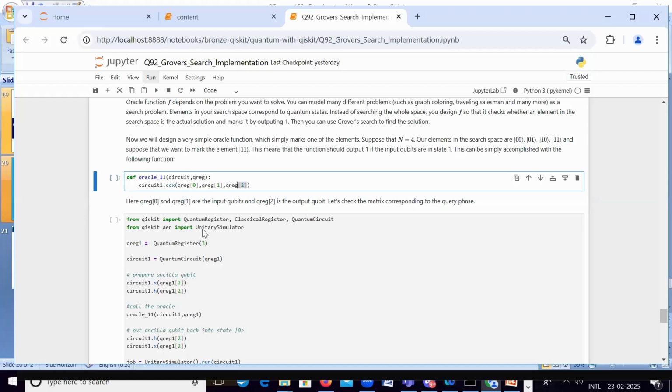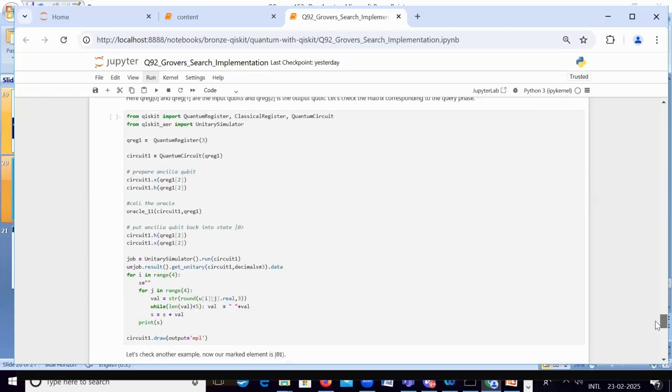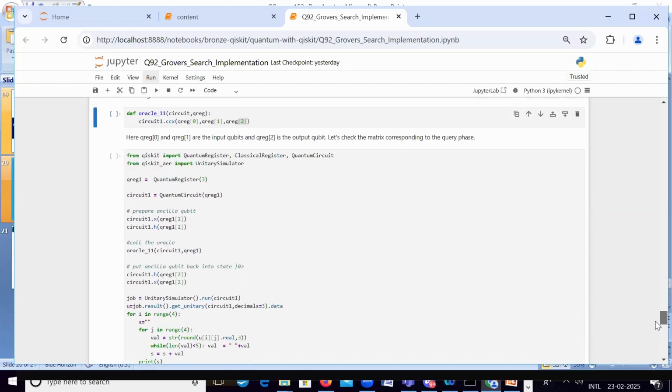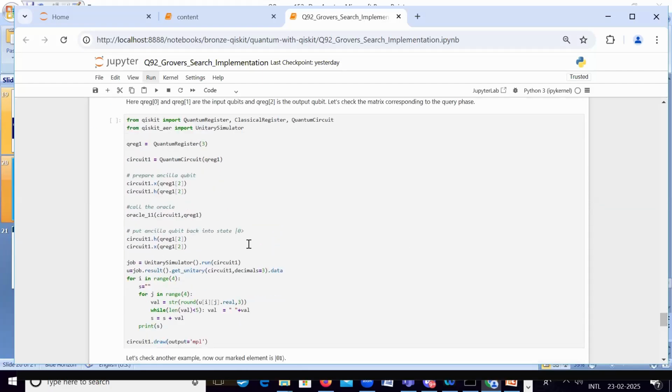Let's check the matrix corresponding to the query phase. This has been given here. I just want to follow exactly over the notebook. That's why I'm going through the proper flow of the notebook, just to ensure that you also follow a similar flow at the first reading. And then after that you can refer to some online resources too.